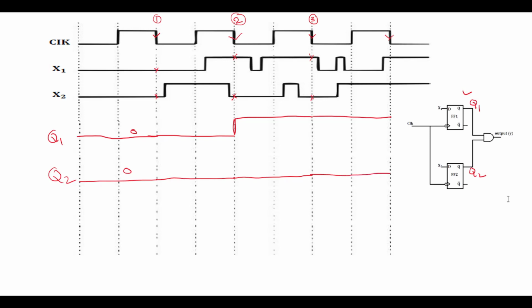At this clock transition, say clock edge 4, the X2 value is logic 1, so the output will be logic 1.